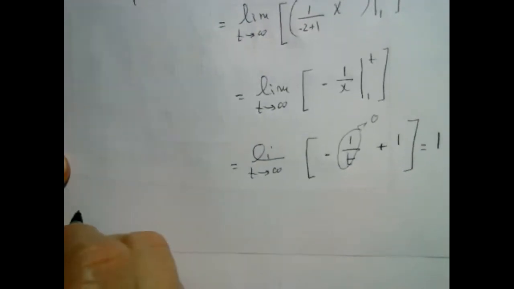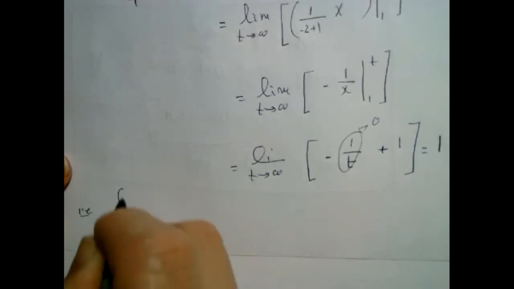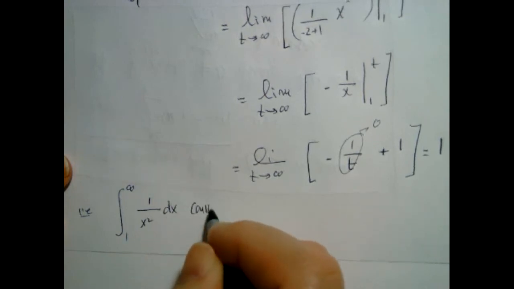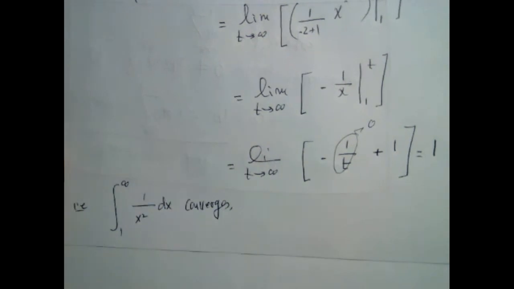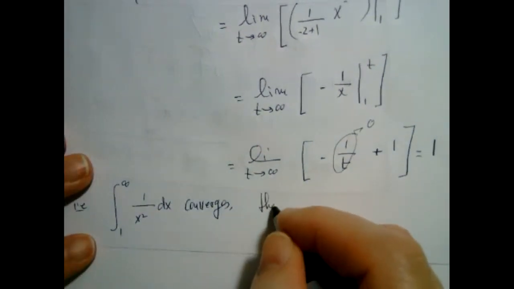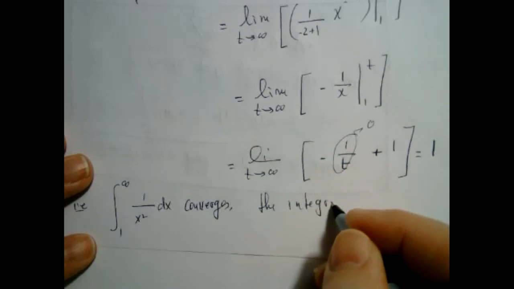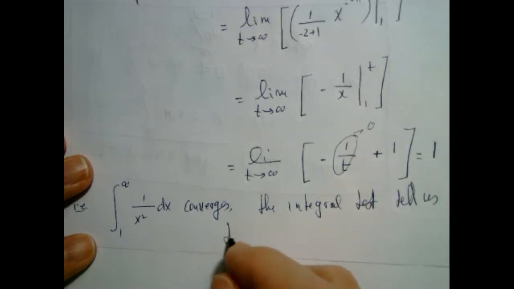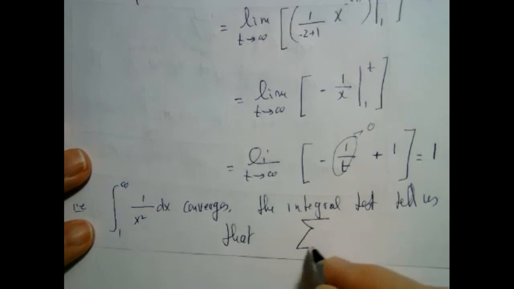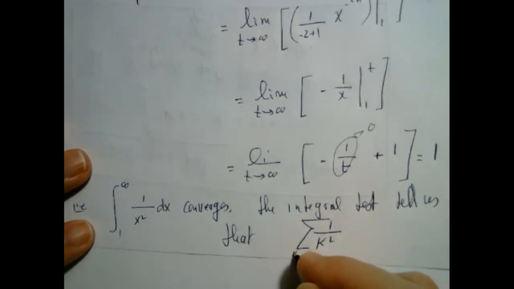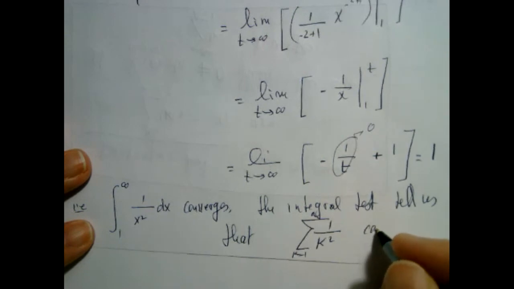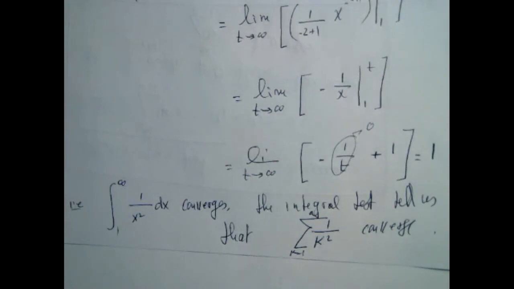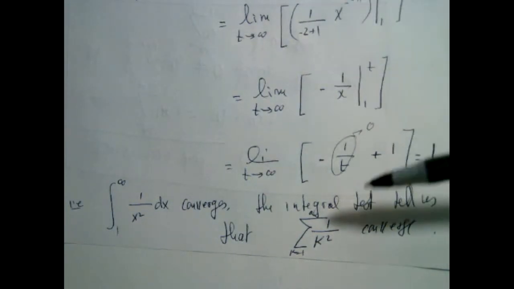It means that the improper integral of 1 over x squared dx converges. The improper integral converges. So the integral test will tell us that the series sigma 1 over k squared also converges. Okay, it doesn't tell me what it converges to. It does not tell me the value of the sum. It tells me that it converges.